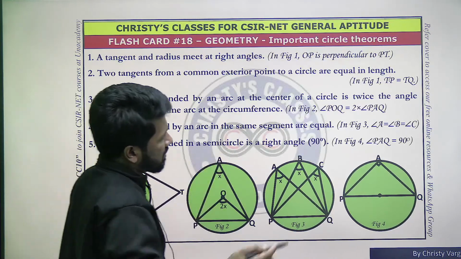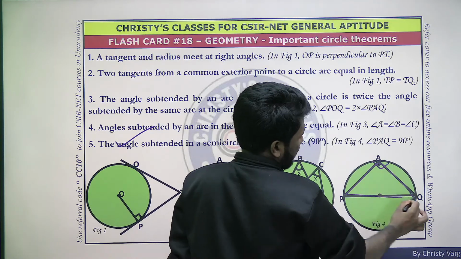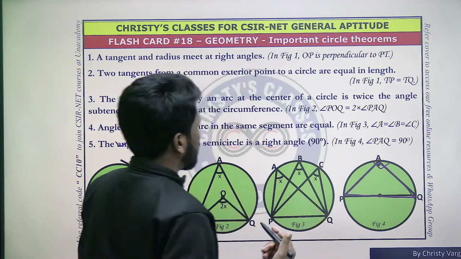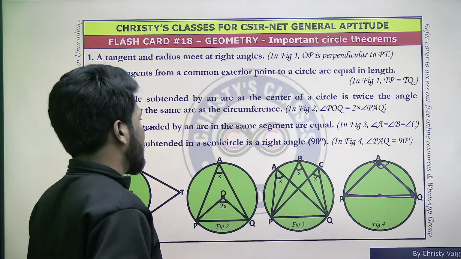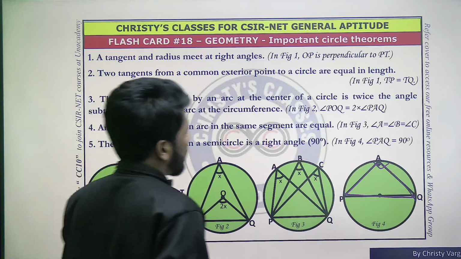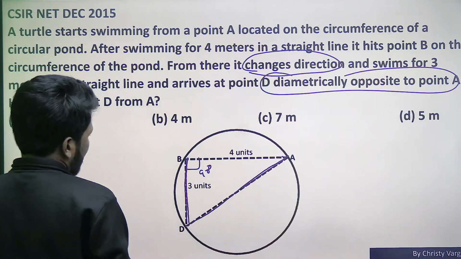Angle subtended in a semicircle is a right angle. So this angle 90 degrees hona hi chahiye. And the converse is also true. If the inscribed angle in a circle is a right angle, then that is an angle inside a semicircle, or the base should be a diameter. So that is why we can say that this is 90 degrees.